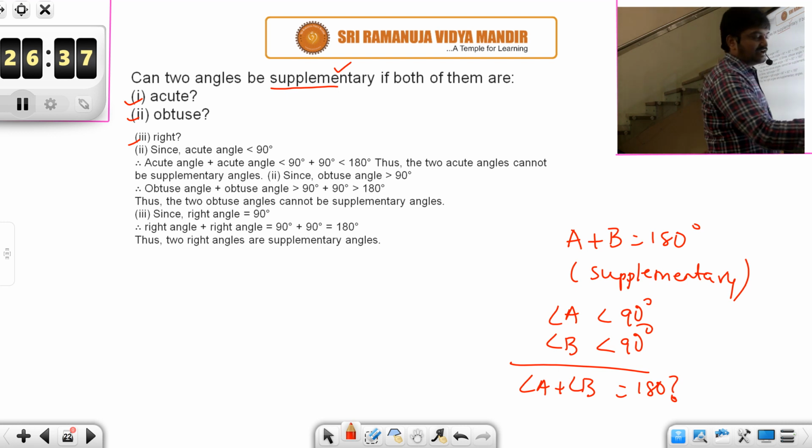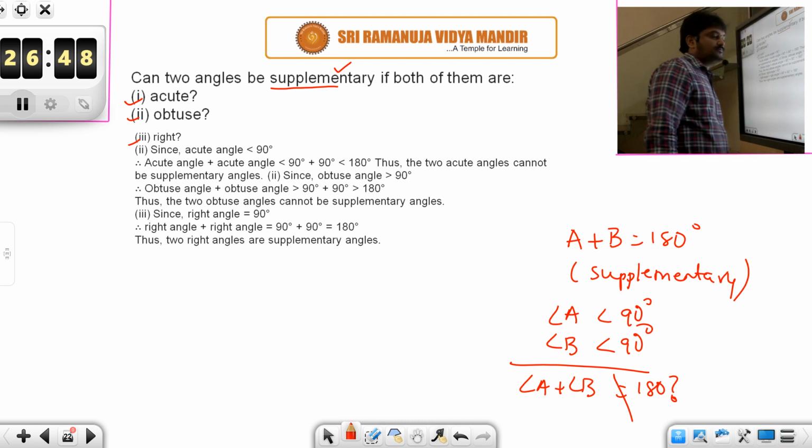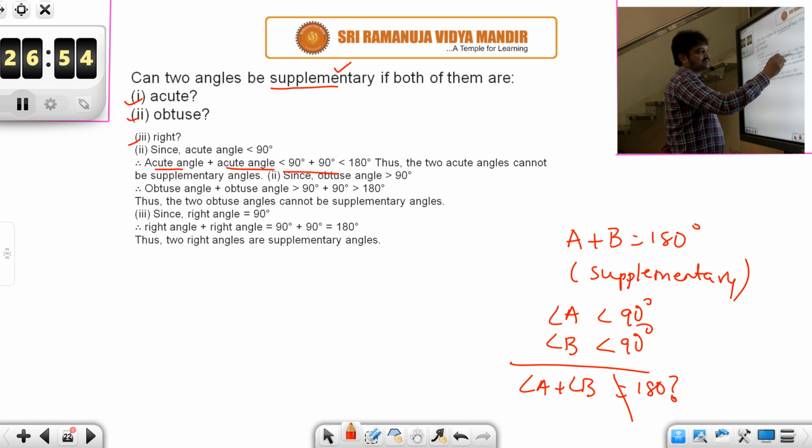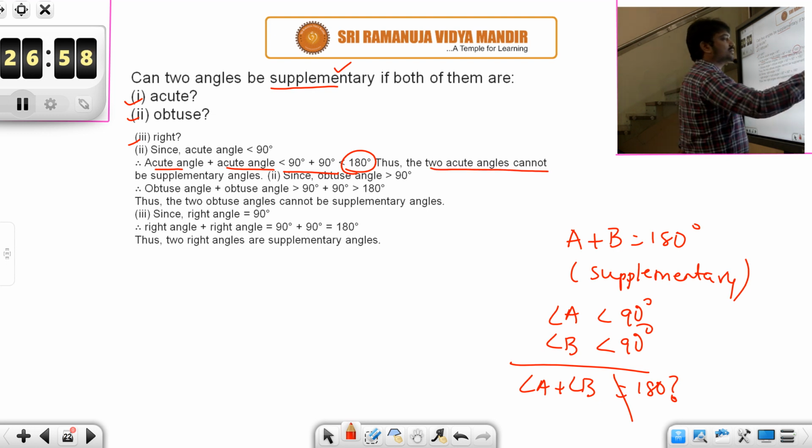See, if this angle is less than 90 and this is less than 90, then obviously their sum would be less than 180, right? So it can never be possible. It is never possible to be equal to 180. Hence, acute angle plus acute angle is always less than 90 plus 90, which is less than 180. Thus, the two acute angles cannot be supplementary angles.